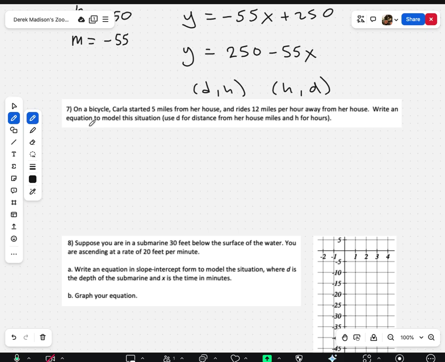So for starters, let's figure out what we know from the description. She started 5 miles from her house. That's got to be a starting point, so our intercept is going to be 5. She's going to ride 12 miles per hour. That's a rate of change, right? Because if she rides for 1 hour, she goes 12 miles. If she rides for 2 hours, she goes 24 miles. So that's going to be our slope.